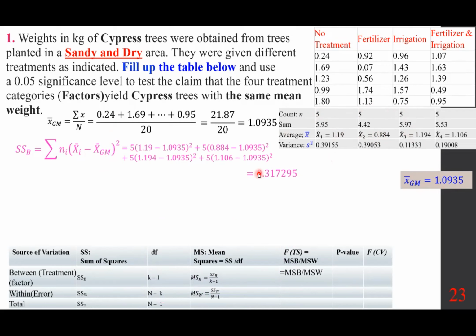And again, this is not done by hand, but you have the SSB, the sum of squares in between, called between treatments. And so we put the number in here.